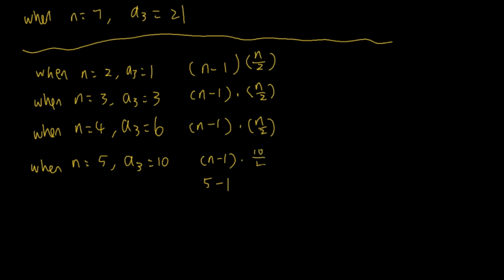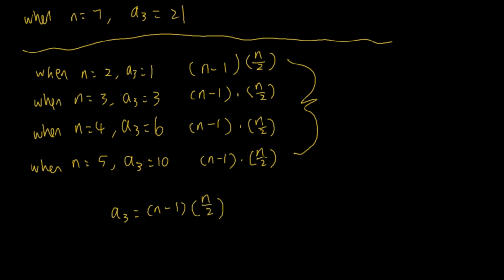Or 10 over 4 would give you 10. This is the same as 5 over 2, if you simplify this. Again, if you put n in terms of n, n is 5, and 5 over 2 will give you 10 over 4. Same thing. So that means if you put n minus 1 multiplied by n over 2 in this case, it also gives you a3. It just works that way. So it looks like all these formulas are consistent. It's just that formula, n minus 1 times n over 2. So I can say that a3 is equal to n minus 1 times n over 2. So that is the a3 term.